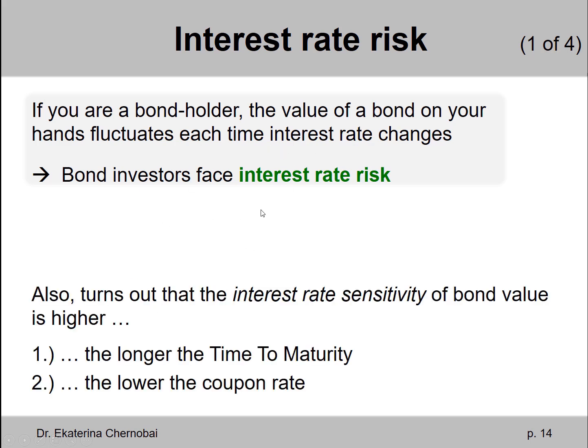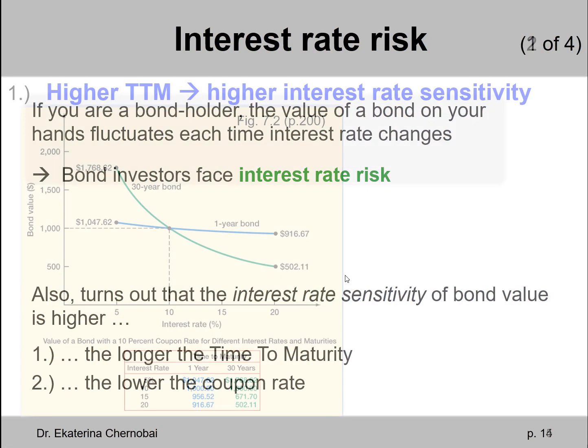Turns out that when you buy bonds, so now you're a bondholder, you own bonds, your bond value will be going up and down, fluctuating significantly more if the bonds that you hold have a longer time to maturity, or if they have a lower coupon rate. So let's see what's the intuition behind these two factors that affect the interest rate sensitivity of bond value.